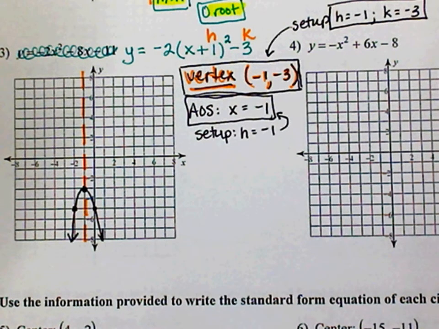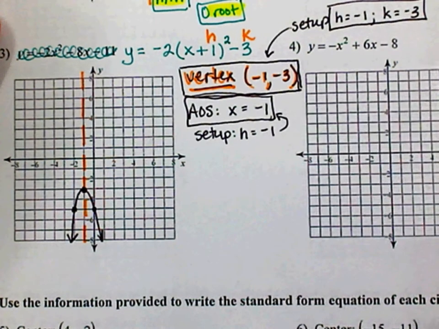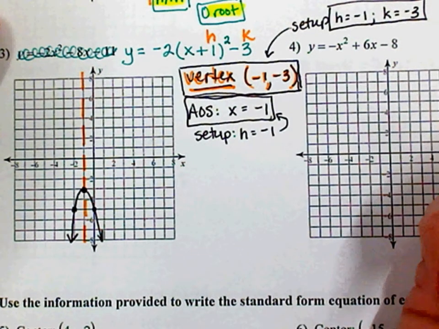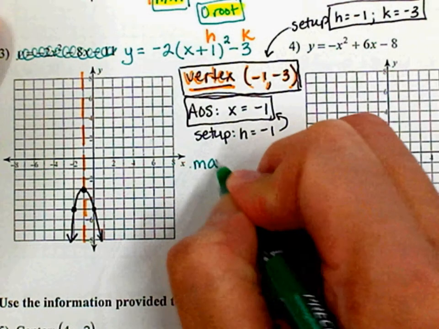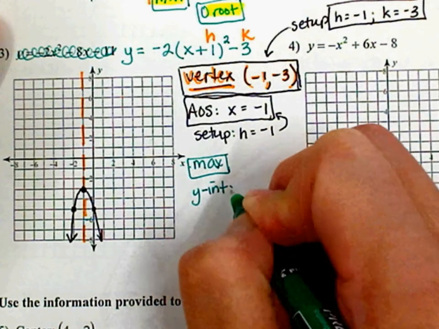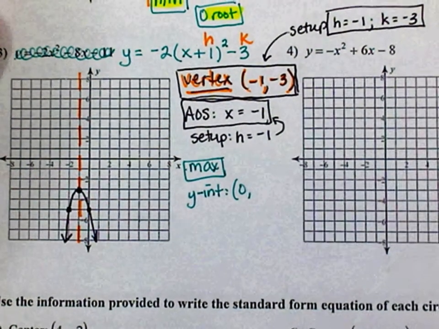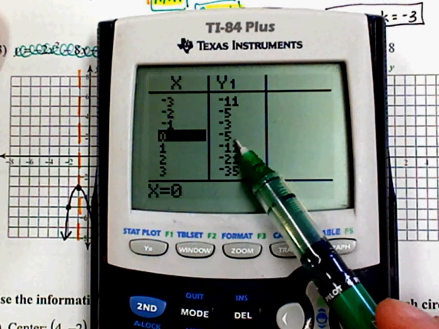Any questions so far? You have a maximum? Now, what is your y-intercept? It is always 0. Can I go to my calculator and just look right there? What's your y-intercept? 0. What's that number? -5.